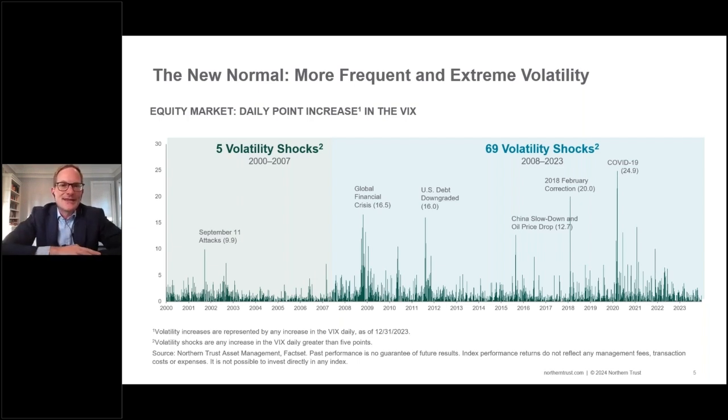The point is that if you look at these volatility shocks, and this graphs again that 1-day movement, both the frequency and the severity of volatility shocks are increasing, not just a little, but a lot. We have gone from 5 volatility shocks in the 7 years prior to the global financial crisis to 69 volatility shocks since then, 12 of which have occurred in the last 12 months alone. On average, when those volatility shocks occur, they are 50% greater.